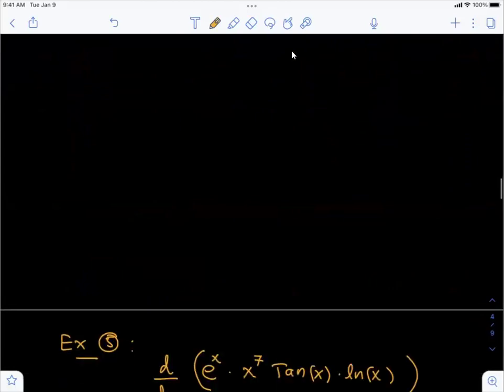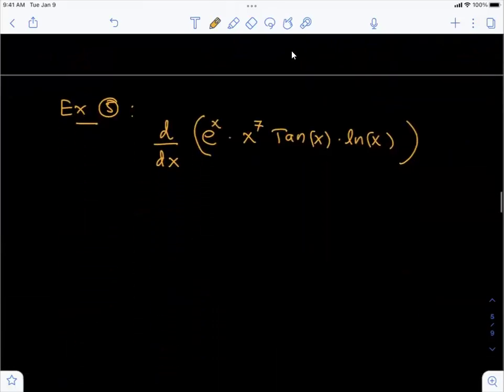So let's look at one more example. Now in this scenario, we do have, let's say, a product of 4 different functions, and they are intrinsically different. In other words, you cannot have simple ways to combine them, right? So how do you play with this?